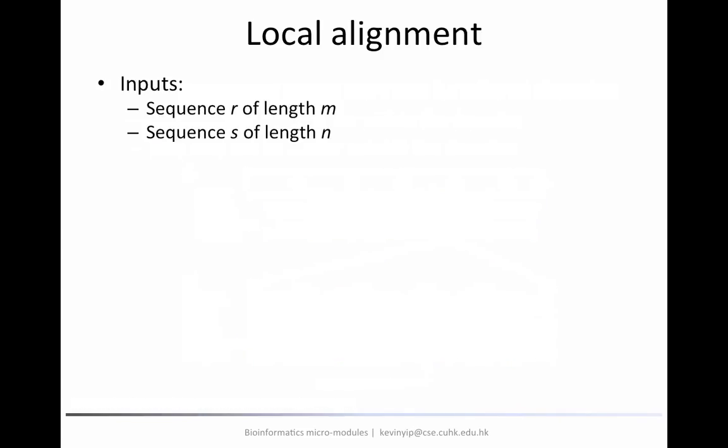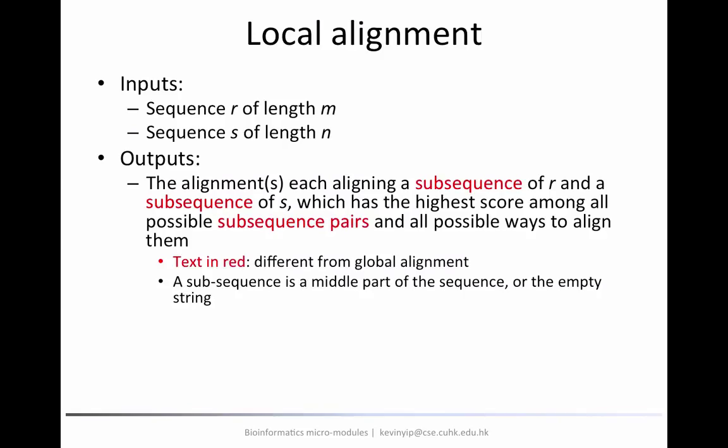Now let us formally define this local alignment problem. The inputs for the pairwise case again involve two sequences, R of length m and S of length n. What we try to do is to find the alignment, or the alignments if there are multiple of them, that aligns a subsequence of R and a subsequence of S and has the highest score among all possible subsequence pairs and all possible ways to align these subsequences.